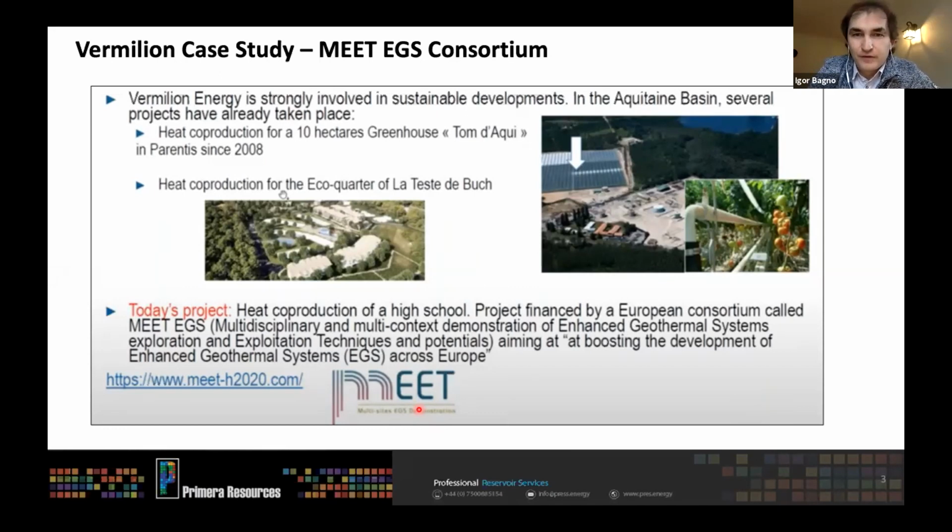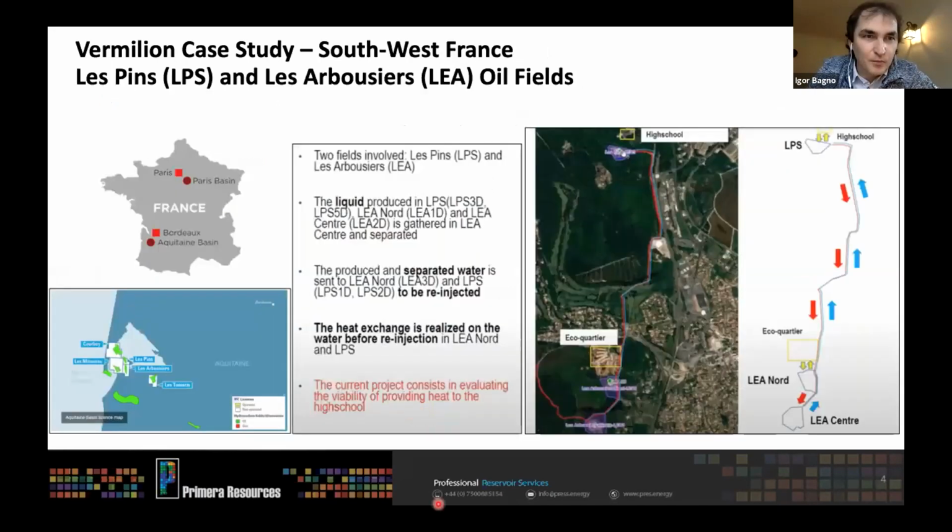And briefly to describe it, it's not far from Bordeaux and Arcachon Lagoon. There are two fields called Les Pins and Les Arbousiers, and the production is from both actually, but the oil and water treatment and separation is handled on the one in the south, and then the water is sent to the north to heat the high school, and the water produced from the field in the north is taken back into the main facility to be reinjected. So it's reinjected in cold condition, and also there are shallower reservoirs which are also colder than the reservoir which is in production.